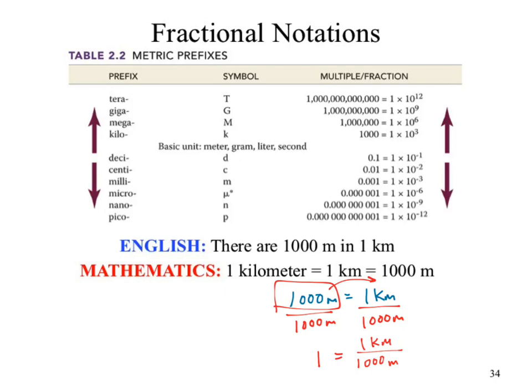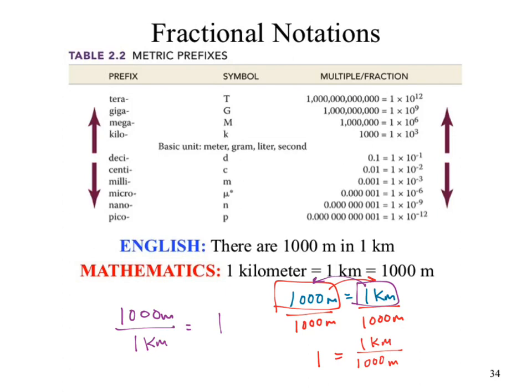Okay? Did I have to bring the 1,000 over to the right side? Yes. No, I could have just as easily taken the 1 kilometer and moved it over to the left. What would the result have been then? 1,000 meters over 1 kilometer equals 1. Okay. The power of this is that this now equals 1. So I can take this expression and I can drop it into any equation I want. The result being, what am I multiplying by?